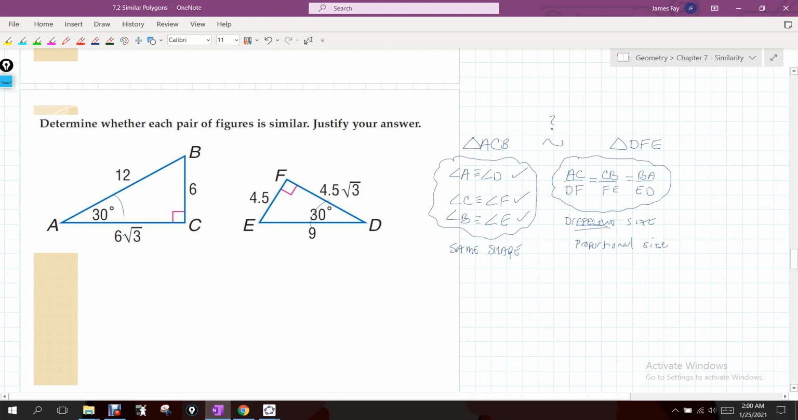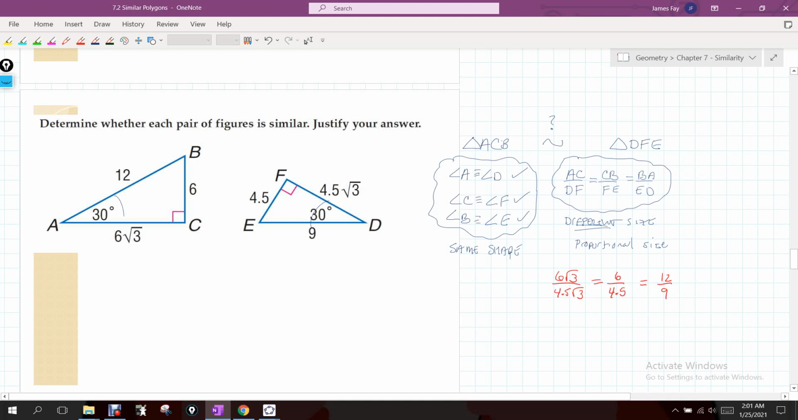So I'm going to just pluck off these values. So 6 radical 3, that's AC. Now I'm going to find DF. So D to F is 4.5 radical 3. Does that equal CB, which is 6, over FE, which is 4.5? Does that then equal BA, which is 12, over ED, which is 9?